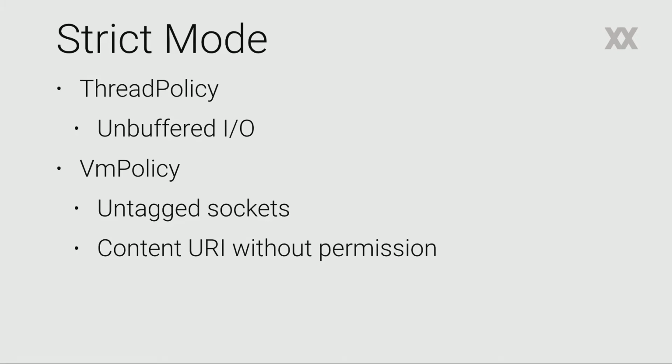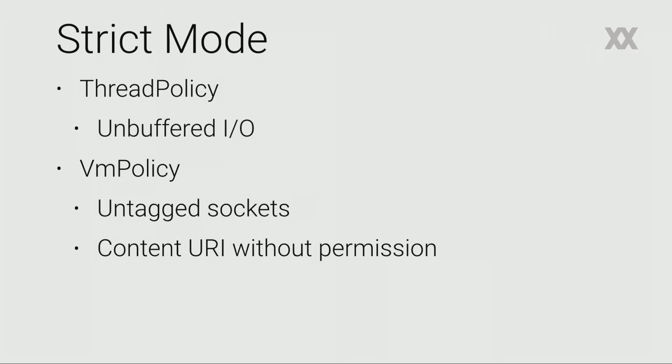All right, new APIs for you as developers. So we expanded on the StrictMode API that I'm sure you're all using in your debugging. So now on the thread policy, you can get warned when you're using unbuffered I/O. So if you use an input or an output stream without wrapping it into one of the buffered streams, you'll get a flash or whatever trigger warning you've set.